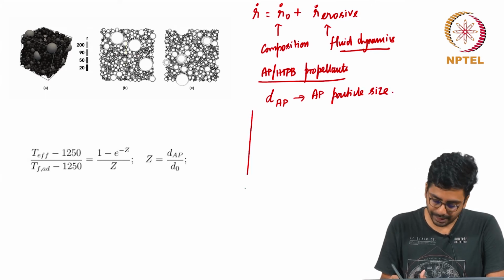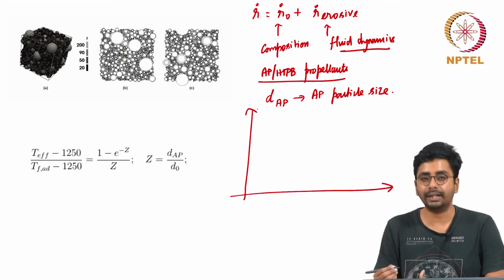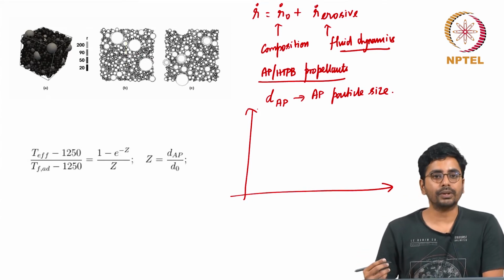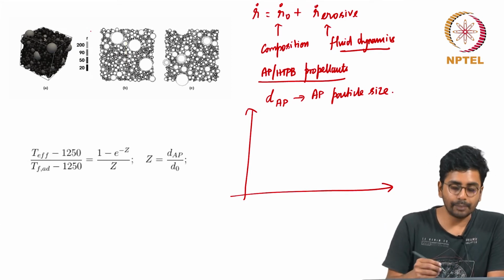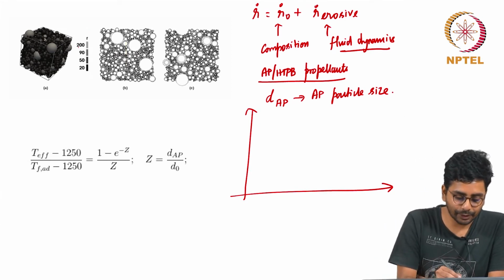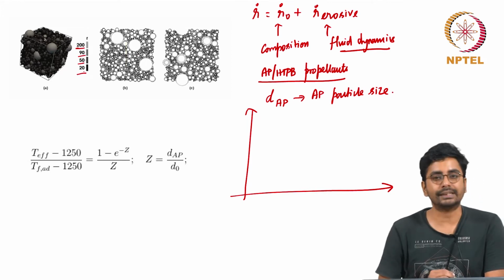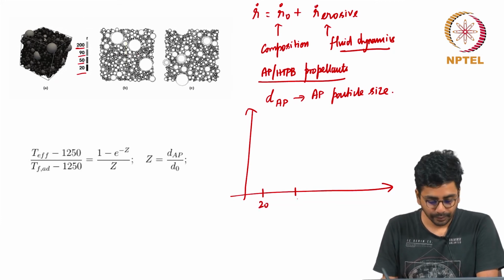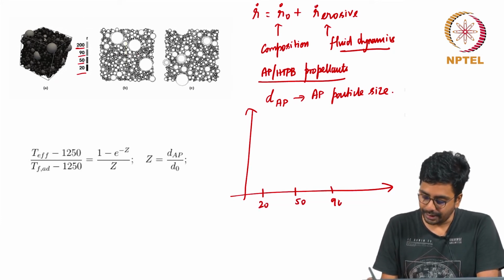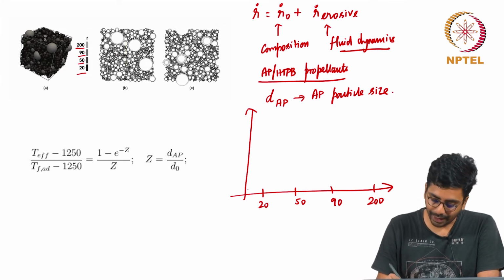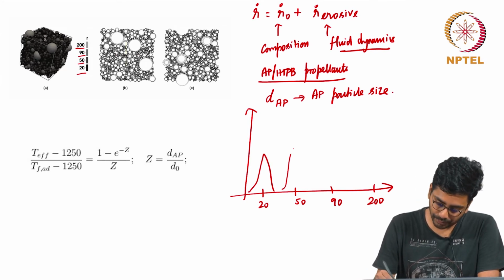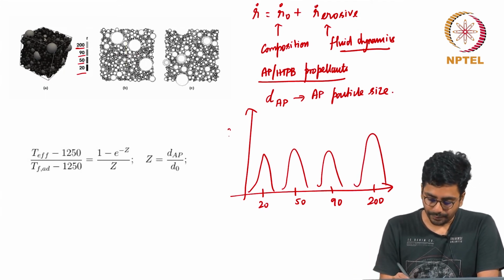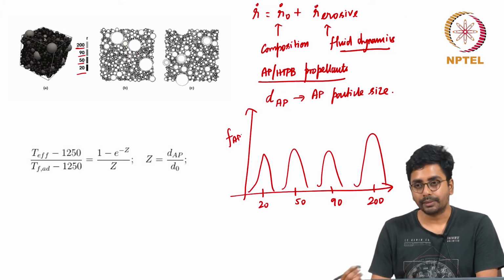DAP is the AP particle size, and a typical composite solid propellant can contain AP of different mean sizes. For example, one case shown here has 4 mean sizes: 20, 50, 90 and 200. Not just that, around each mean size there will be a distribution of particle sizes, shown as mass fraction.